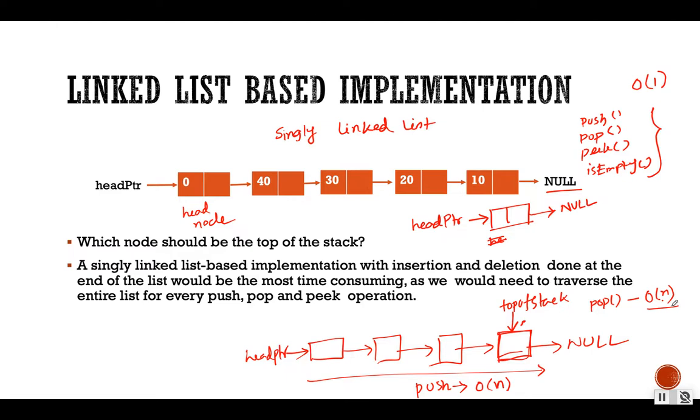The solution is that instead of inserting at the end of the list, we are going to insert at the beginning of the list, at the front of the list. Now how will it look? Say we have an empty stack. An empty stack will look like this. We are going to have just a head pointer. The head pointer will point to a node, which is actually the head node, and the head node will point to null. That will look like our empty stack.